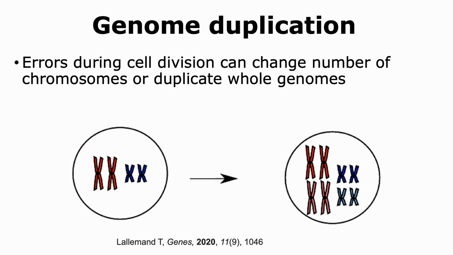Mutations can also occur when there are errors in cell division, which can cause a change in the total number of chromosomes, and one of the extremes is the duplication of entire genomes. So here we're able to look at a cell that has 4 chromosomes, or 2 homologous pairs. When there is an error in cell division, we're able to see that the entire genome can undergo duplication when the DNA is replicated before cell division.